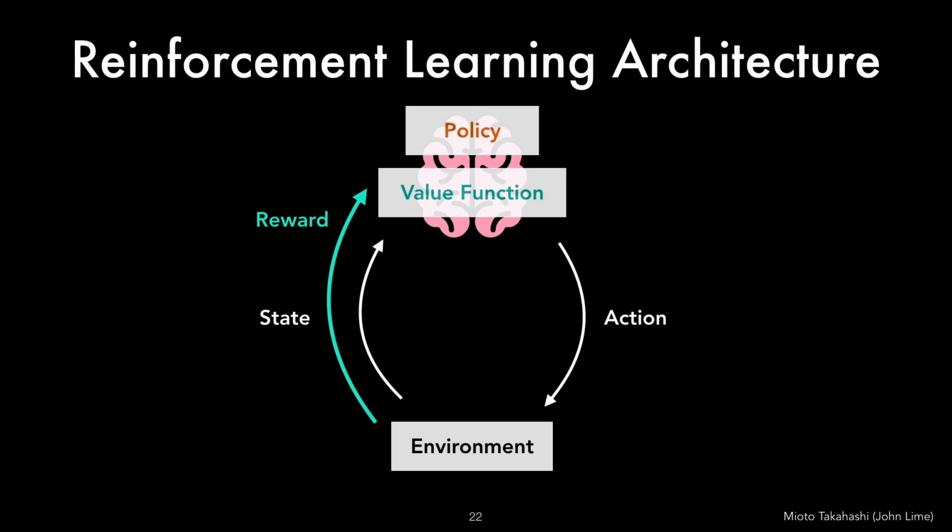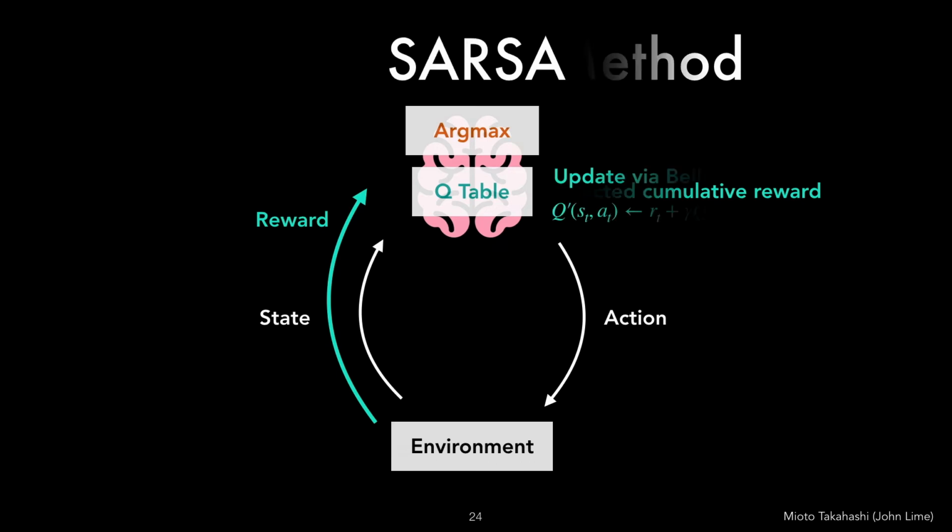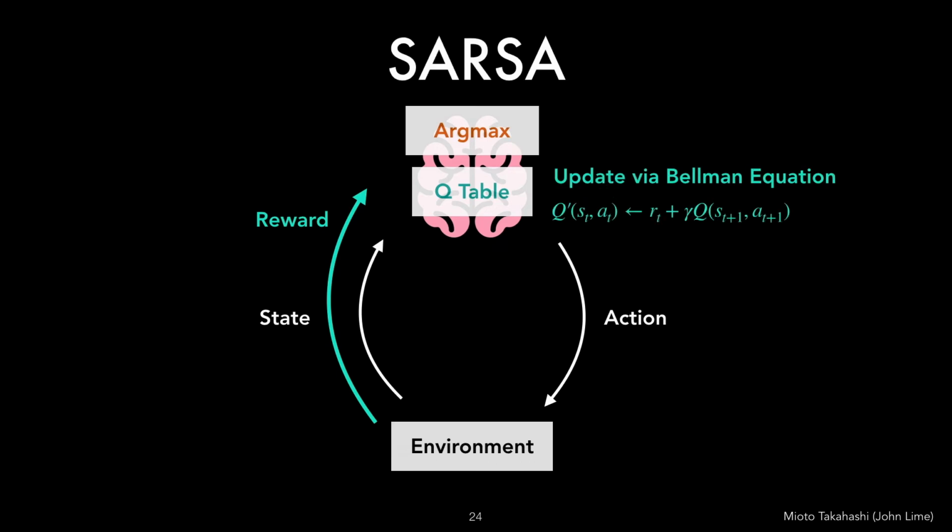Let's quickly look at some examples of reinforcement learning algorithms. These architectures are determined by the type of function that you use to define the policy and value function. Monte Carlo method defines the policy as the argmax that references the Q table that contains the expected return for all combinations of actions and states. Sarsa updates the Q value via the Bellman equation, which defines the new estimate of return by adding the current reward onto the estimate of return, given the action and state of the next time step in the sample trajectory.